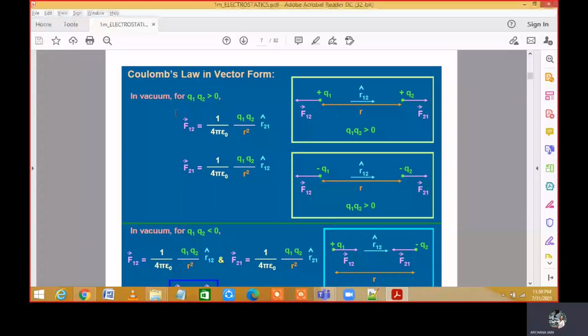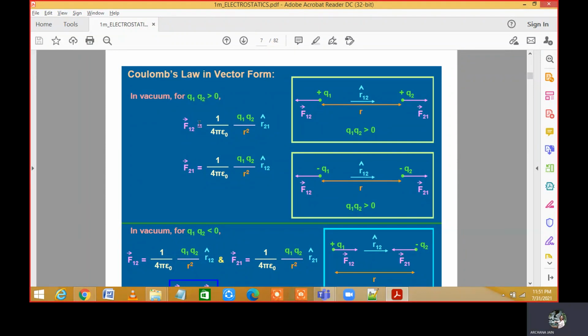Now, one very important concept. If the product of two charges is greater than 0, in which Q1, Q2 both are positive or both are negative. When Q1, Q2 both are positive, then positive multiplied by positive gives greater than 0. If both the charges are negative, then also the product is positive. So it shows that when the Q1, Q2 product is greater than 0, then the force is a repulsive force because both the charges are similar charges.